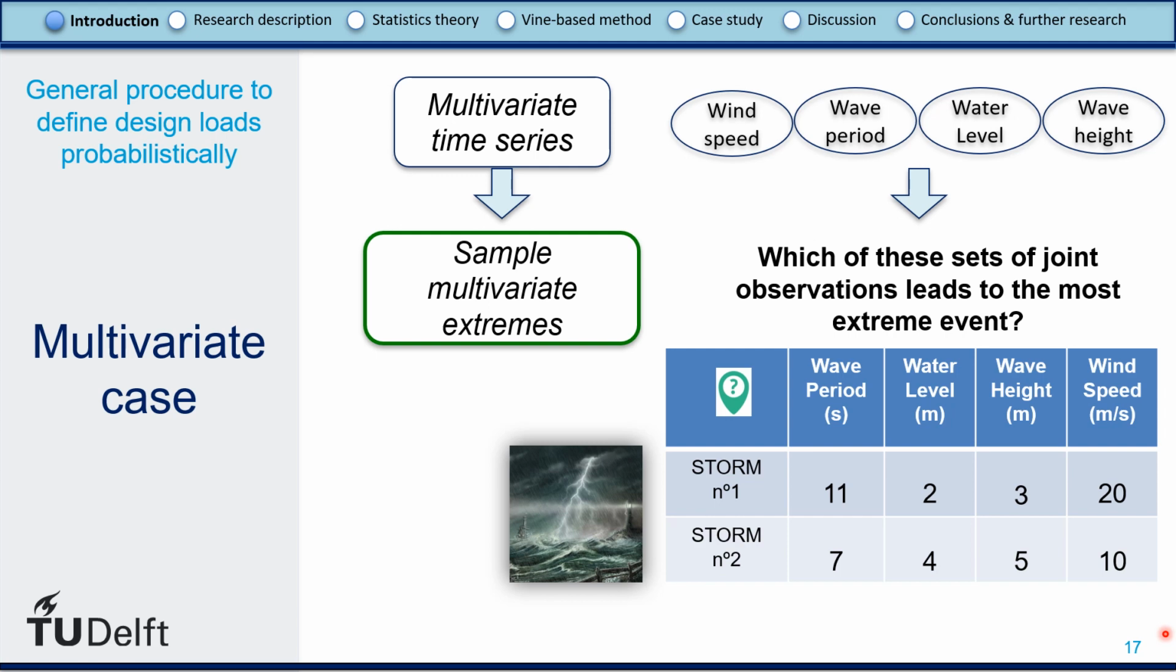Well, there is no universal answer to this question because there is no natural way to order vectors as we do with real valued numbers. And by this, I only mean that we don't know at first hand which storm, number 1 or number 2, is going to be the most harmful to our structure. As we know that, for example, a wave height of 5 meters is more extreme than a wave height of 3 meters.